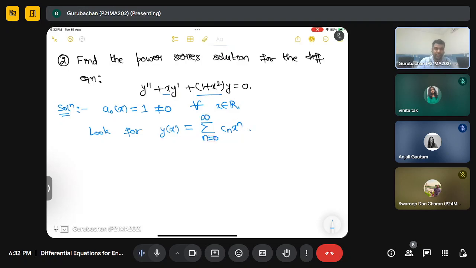We will find out its differentiation. From the lecture, we have learned that it is differentiable. So we will find out its differentiation and put the values into the given differential equation. Then we will try to establish the relation of these coefficients Cn by comparing the coefficients with the RHS. So try on your own first, then we will discuss it.